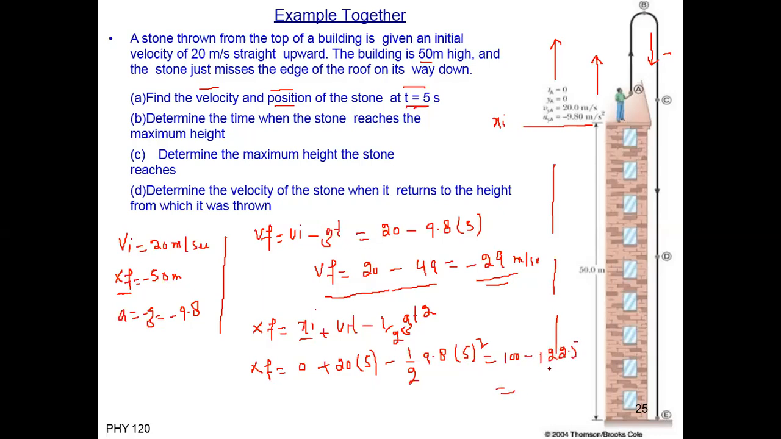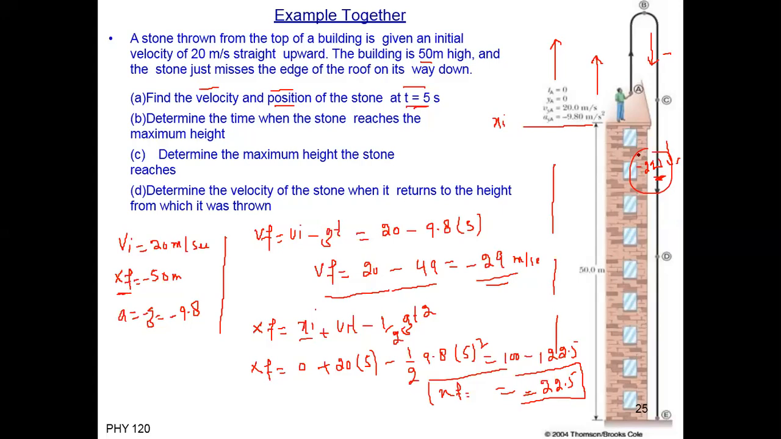122.5. So 100 minus 122.5 is minus 22.5. This is position. So xf is equal to what? Minus 22.5 again. So this means there will be some place like here, downward, minus 22.5 meters. Clear? Okay.